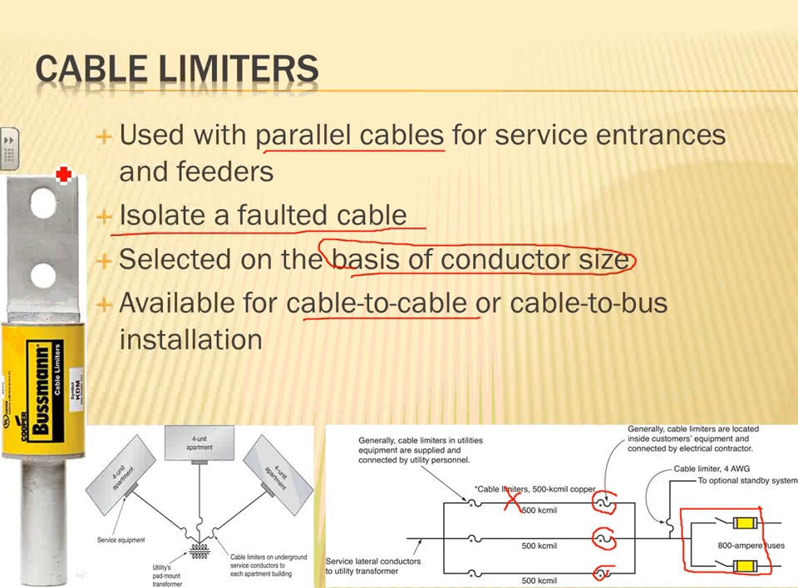Utilities use them all the time also because they don't care much about protecting equipment. So what they do, they go to the secondary of the transformer and feed multiple buildings from it, and then if one of these faults, they isolate that particular building from the power system, and the other buildings will continue to operate.